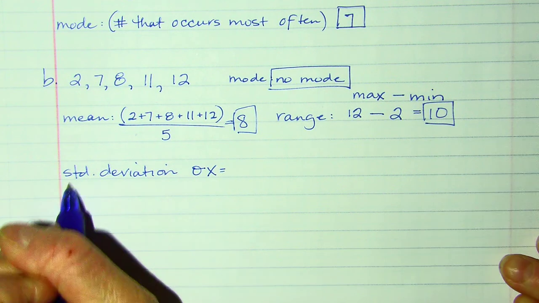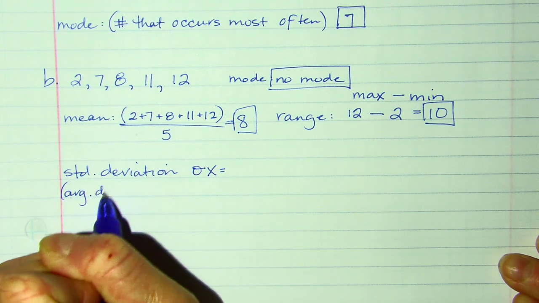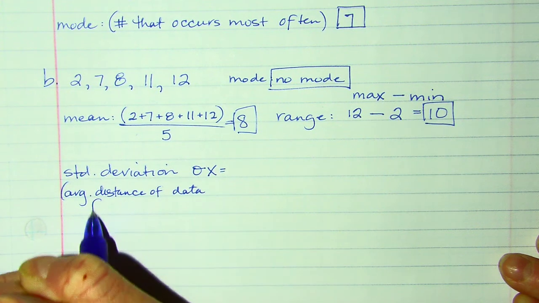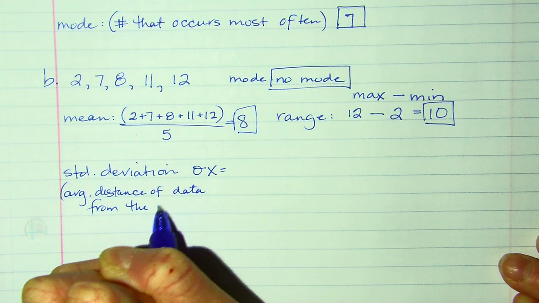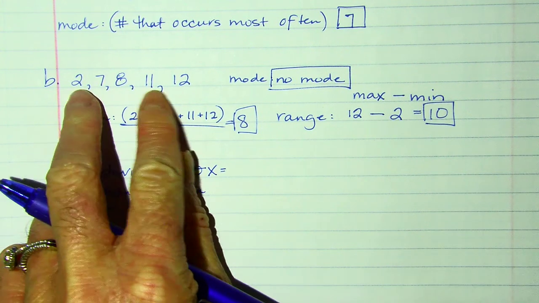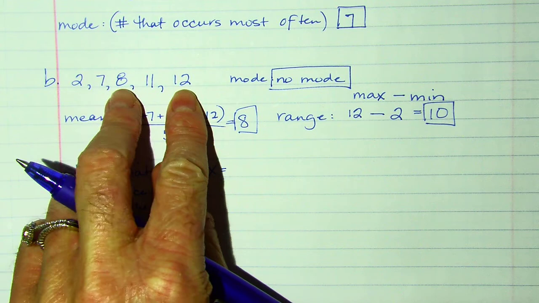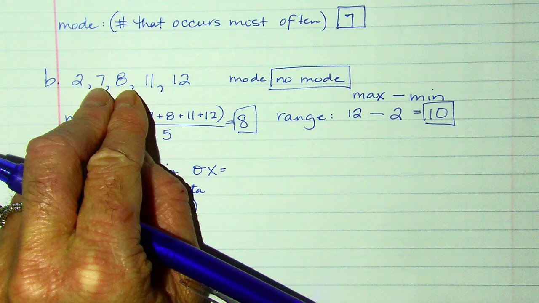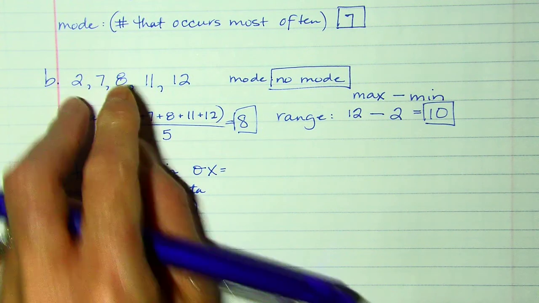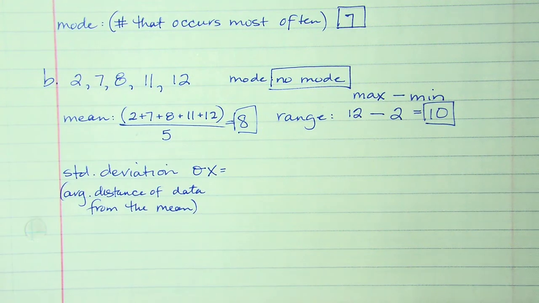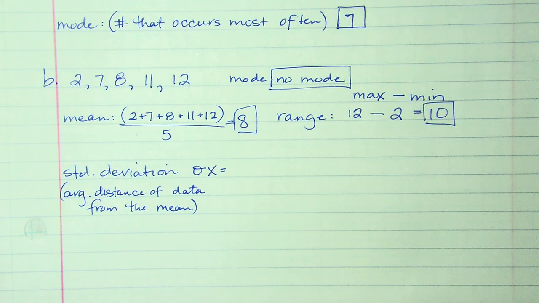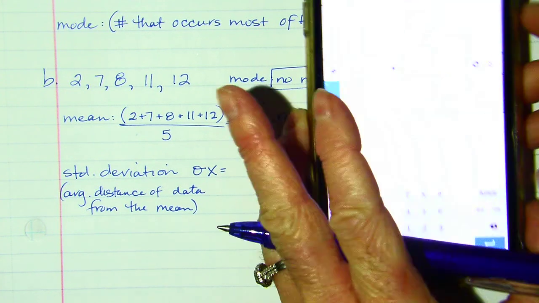Standard deviation is the average distance of your data from the mean. So it's how far apart. So 12 and 8 are 4 units apart. 11 and 8 are 3 units apart. 7 and 8 are 1 unit. 8 and 2 are 6. You would take those and you would find the average and square root. You're finding the average distance from the mean. Or you can simply use your calculator, or in this case, Desmos.